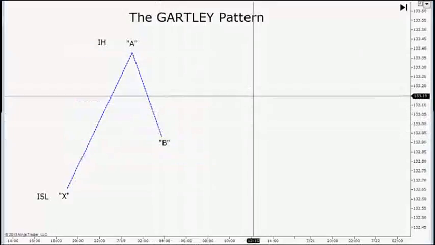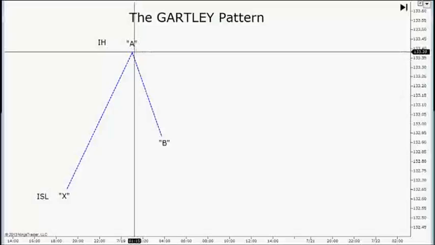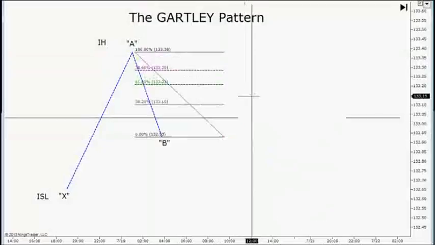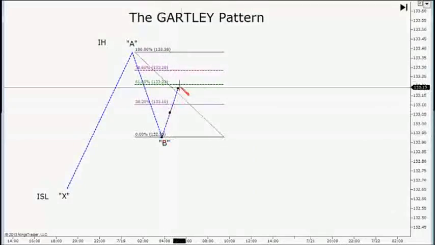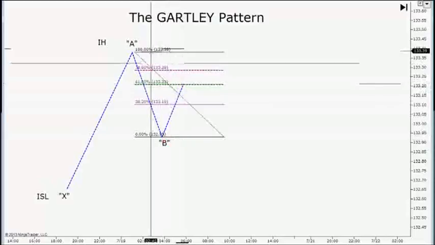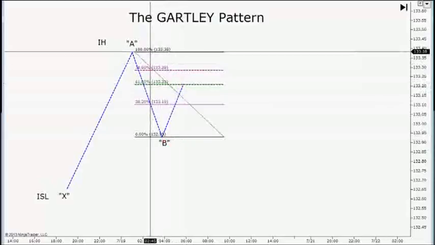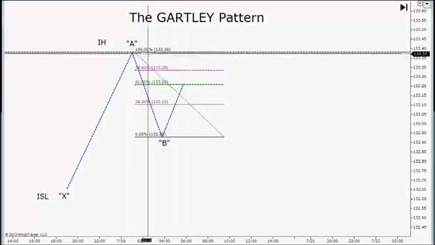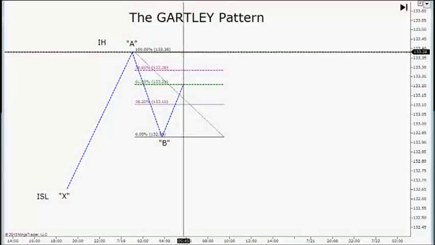The next thing that has to happen is we have to see another 618 retracement. Okay? Now the rules for this is it must touch the 618. It cannot violate A, which means the wick of the candle cannot violate. The highest high has to be the highest high. Okay? We cannot have a higher high against A. Okay?